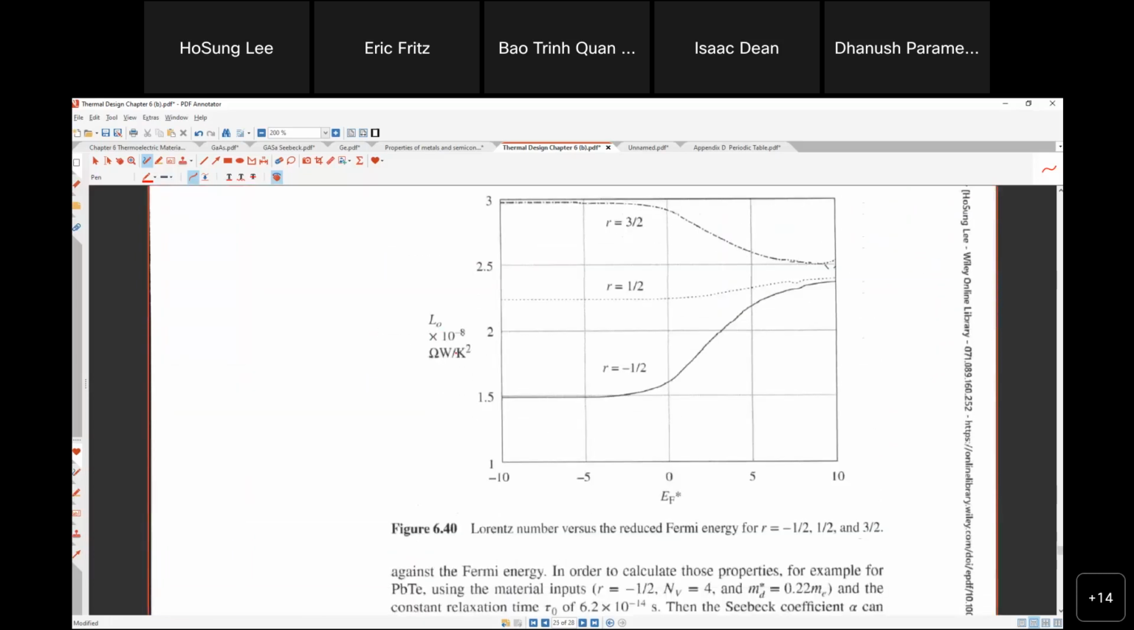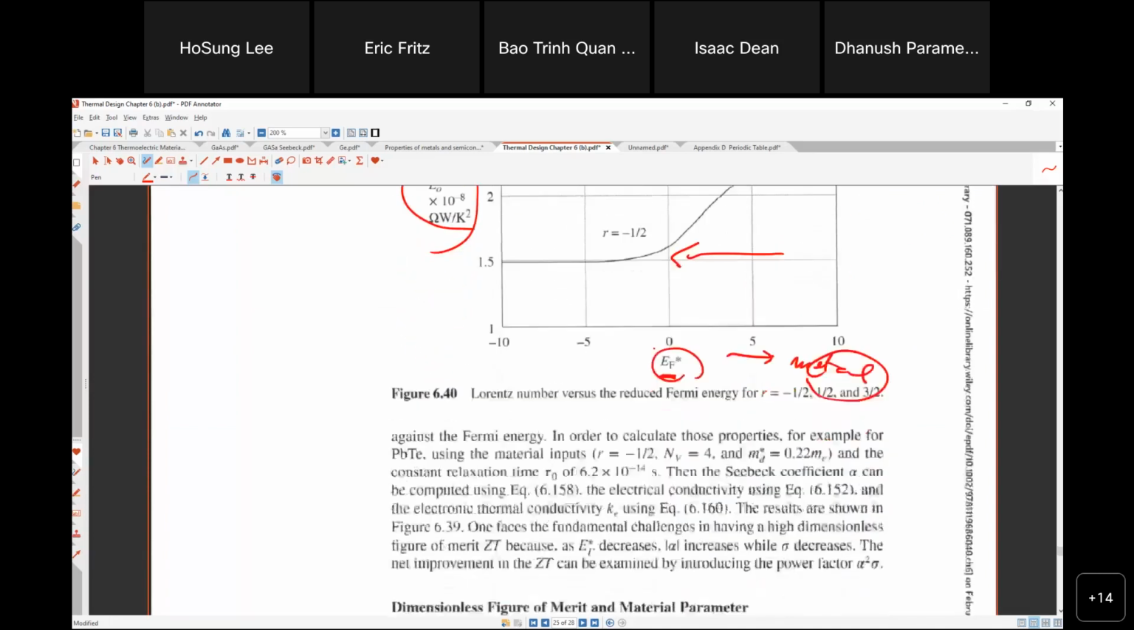And the Lorentz number depends on the reduced Fermi energy and on the scattering mechanism. No matter what, if the Fermi energy is high, this is a metal. If it is a metal with high Fermi energy, then it's constant. That's the Wiedemann-Franz law. So metal is constant. Semiconductor is not constant. That's why we use a semiconductor.